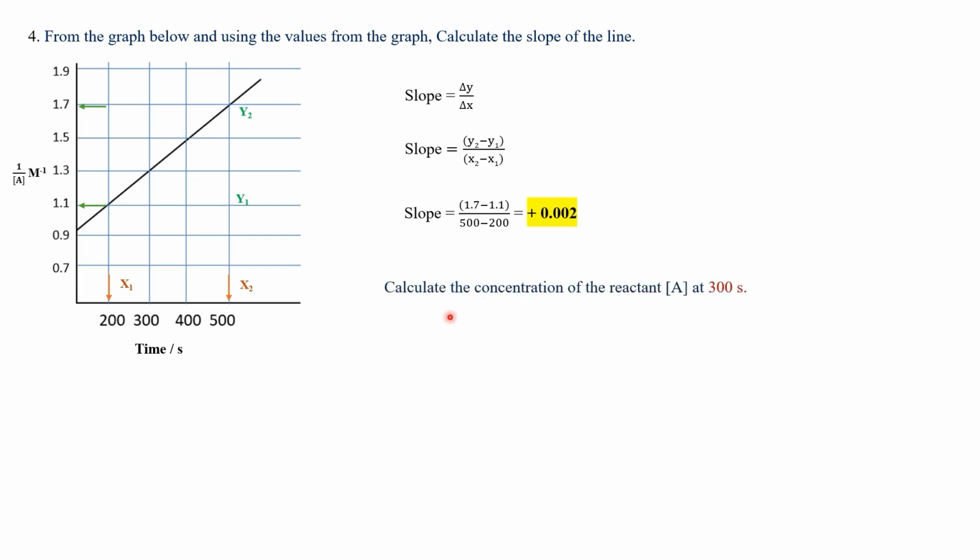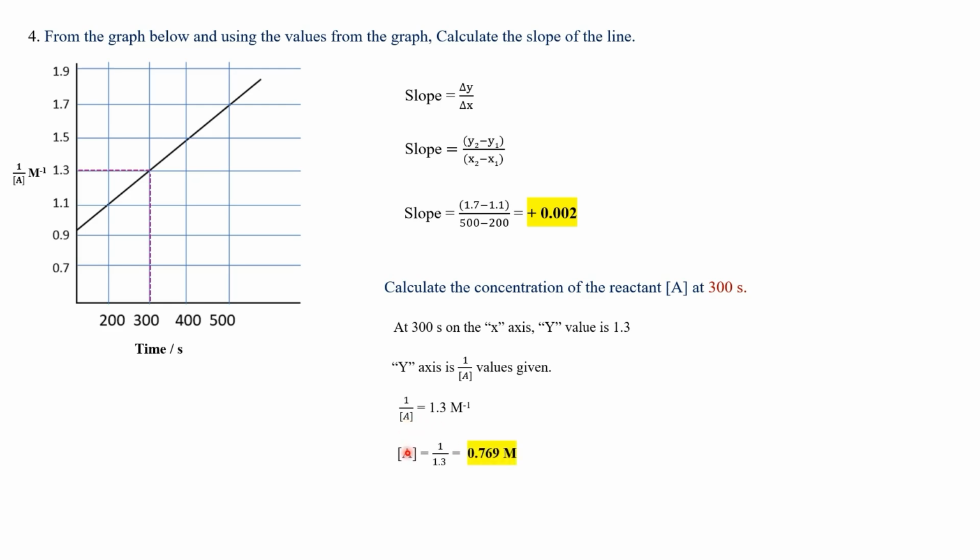Now part 2. Calculate the concentration of the reactant A at 300 seconds. So time on the x-axis is 300. At 300 seconds, if you go to the line and then go towards the y-axis, you can find the y value at 300 seconds. That is 1.3. At 300, the value is 1.3, but the axis is given as 1 over A concentration. Then 1 over A concentration is equal to 1.3. We need A concentration. Then A concentration is 1 over 1.3, that is 0.769 molar.